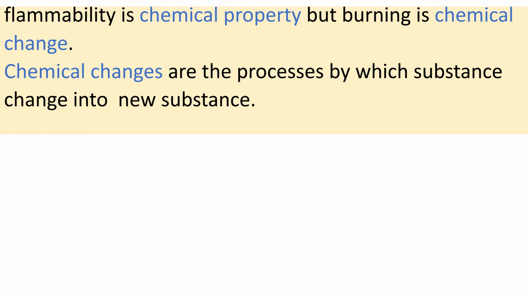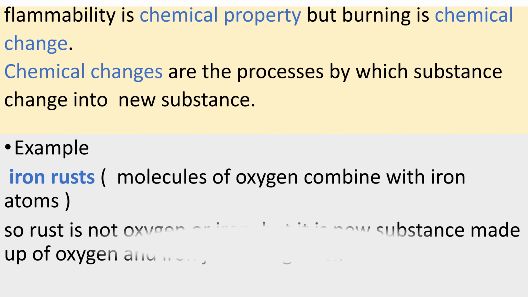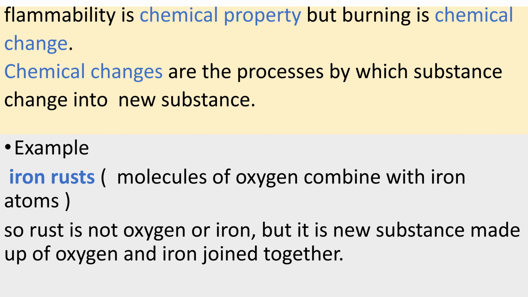Flammability is a chemical property, but burning is a chemical change. Chemical changes are the processes by which substances change into new substances. For example, iron rusts. Molecules of oxygen combine with iron atoms, and so rust is not oxygen or iron, but it is a new substance made up of oxygen and iron joined together.